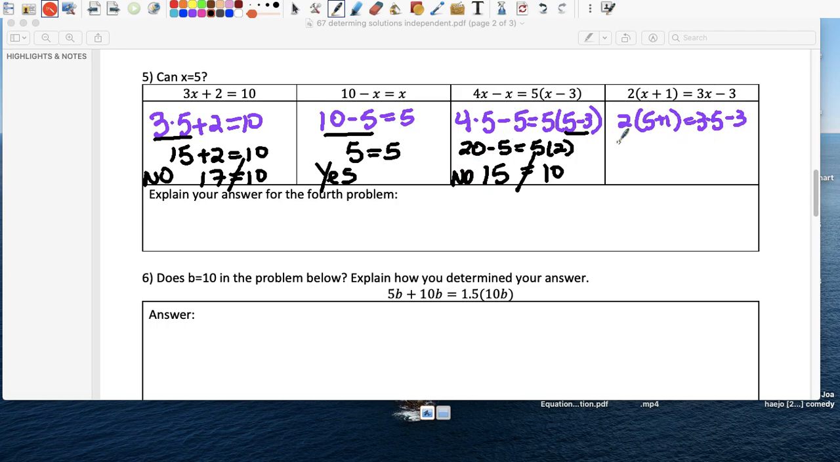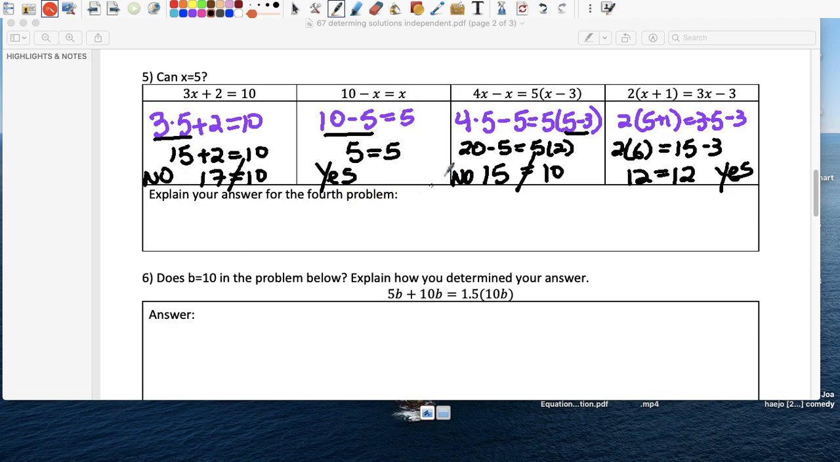Last one. Well, let's do the parentheses primero. 5 plus 1 is 6. And then on this side, we do 3 times 5, gives 15, and then minus 3. Well, 2 times 6, don't forget, multiplication, is 12. And 15 minus 3, también es 12. So this one is a yes.